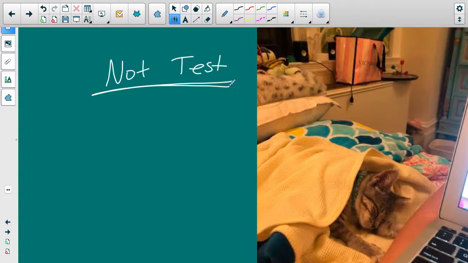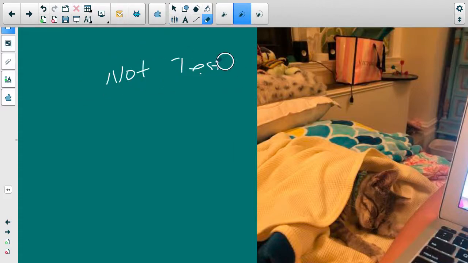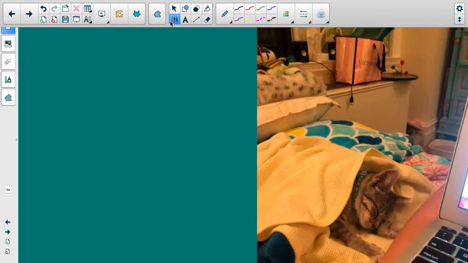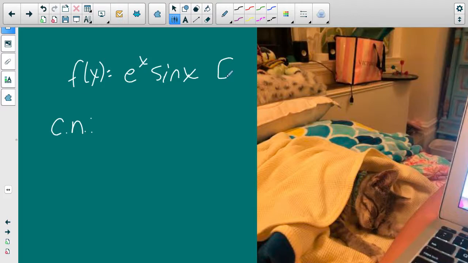So let me give you an equation. Let me erase this. I would put this on the test. So let's say f of x is equal to e to the x sine x. See if you can find the critical numbers of that. Let me give you a domain from 0 to 2 pi. And I'll be pulling up my calculator while you get started on it.